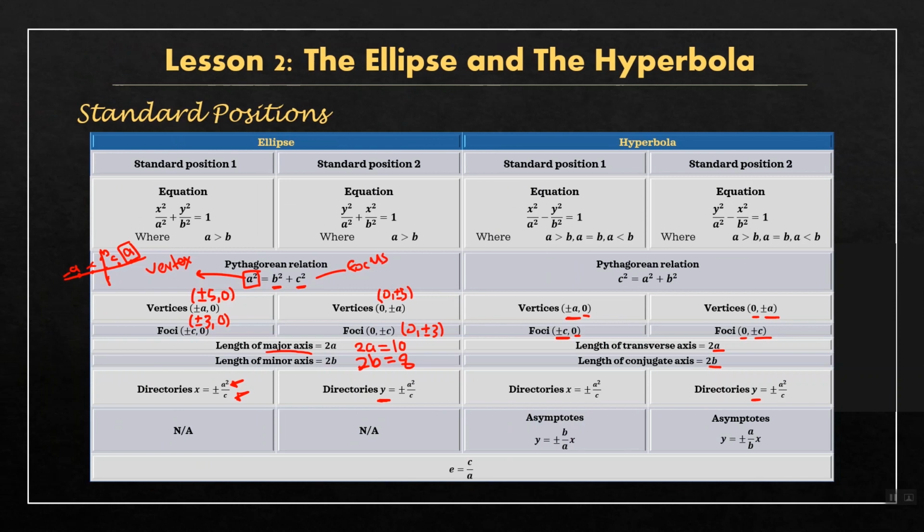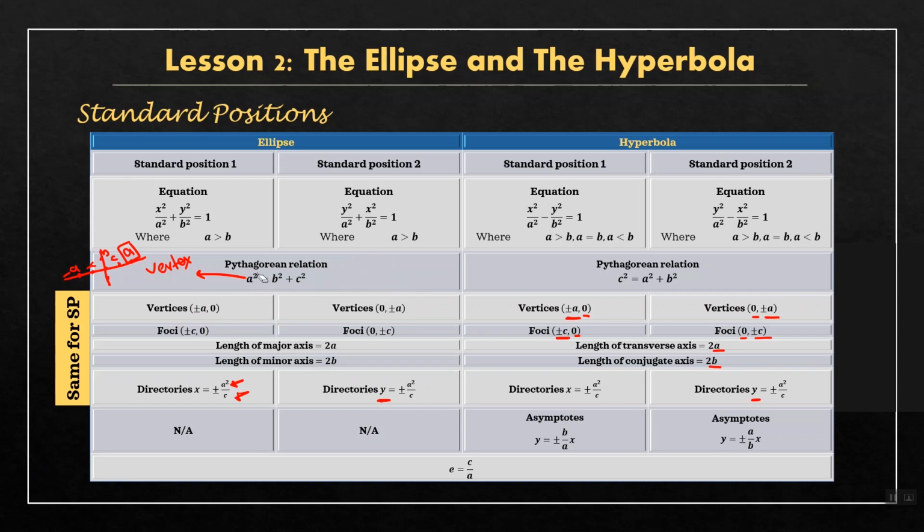So you will notice that these are actually the same for the same standard position. The vertices, the foci, the length of the major axis, the minor axis, and the directrices, all of these are going to be the same as long as it is the same standard position. So if it is 1, it's the same thing. If it is 2, it's the same thing. This is again why I like to teach these two lessons together, because they have a lot of similarities.